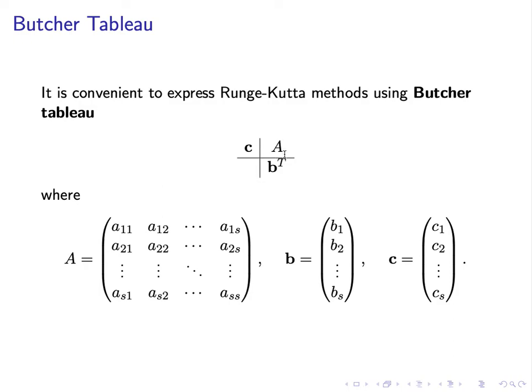So it's got 4 regions. The upper left region lists the values of C, the upper right region lists the values of A, and the lower right region lists the values of B transpose.